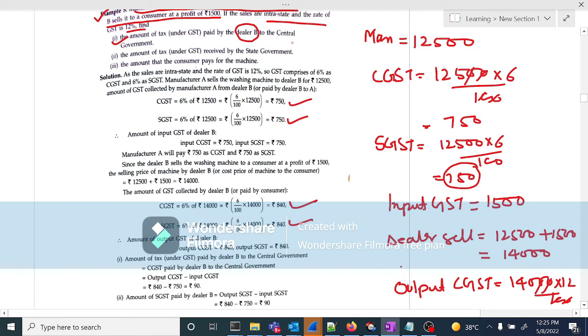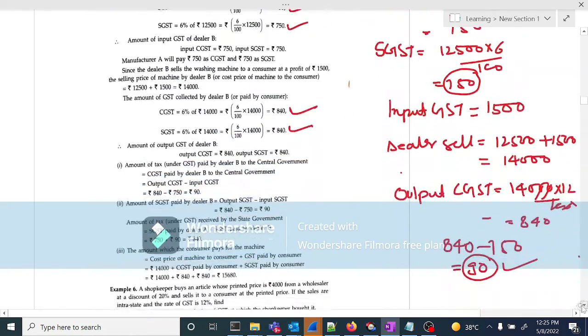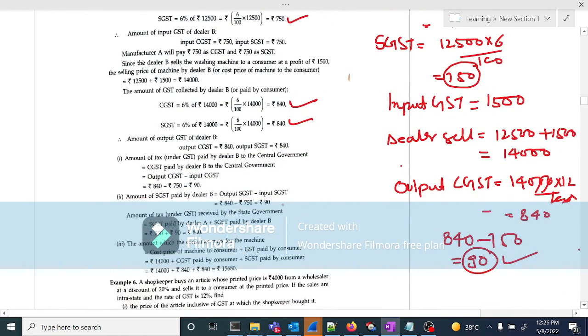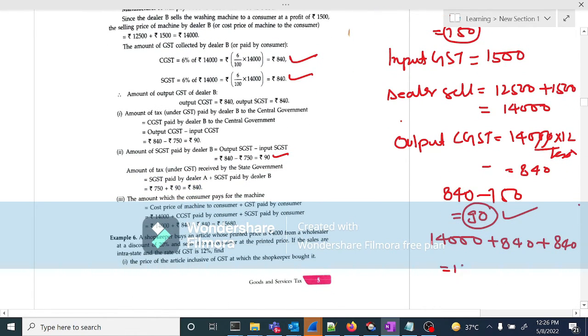So the amount paid by the dealer is how much? 90 rupees. The amount of tax received by the state government will also be 90 rupees. Same he will give, right? So if I show you here, the amount paid to SGST is also 90 rupees. So how much is the price? Simple. Price of the refrigerator for a consumer: 14,000 plus 840 SGST, 840 CGST. So how much? 15,680 rupees is the final price the consumer pays, paying GST of 840 and 840 for CGST and SGST.